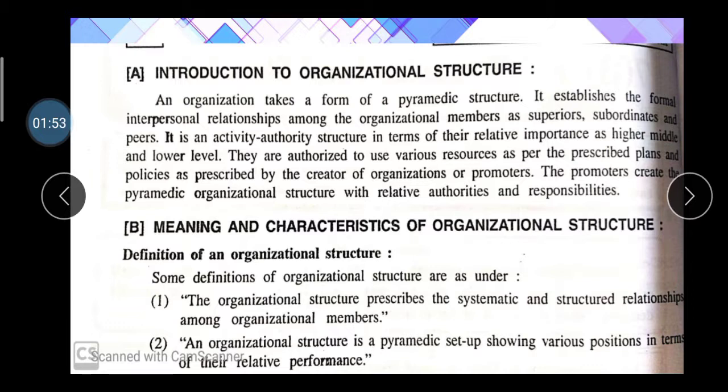First definition: the organizational structure is described as the systematic structure of relationships among the organizational members. So it's called the organizational structure. In the structure, they have to give the higher authority, lower authority and the peer group. You can identify which authority is higher than you, which authority is parallel to you and which authority is lower than you. So the organizational structure is a pyramid setup showing the various positions in terms of their relative performance. According to the performance, they have to decide the organizational structure.